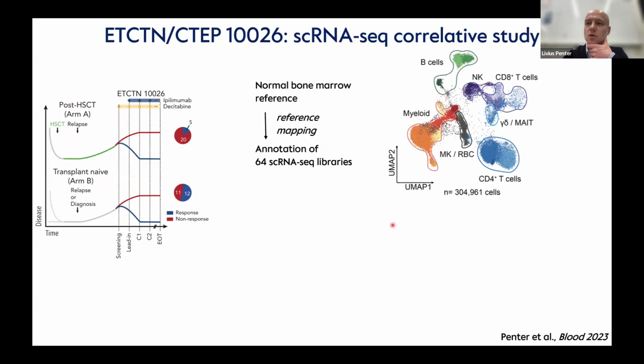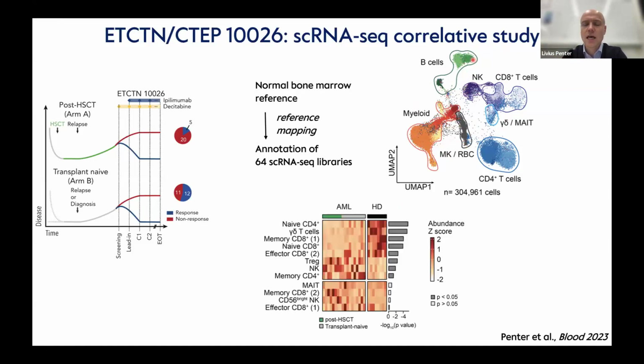And we performed single-cell RNA-seq on these samples. In total, we performed single-cell RNA-seq on 64 samples from 18 patients, and we obtained about 300,000 single-cell profiles. You can see the UMAP on the right there. And I used a normal bone marrow reference to annotate the cell types, and you can see we found the expected cell types that you would normally see in bone marrow.